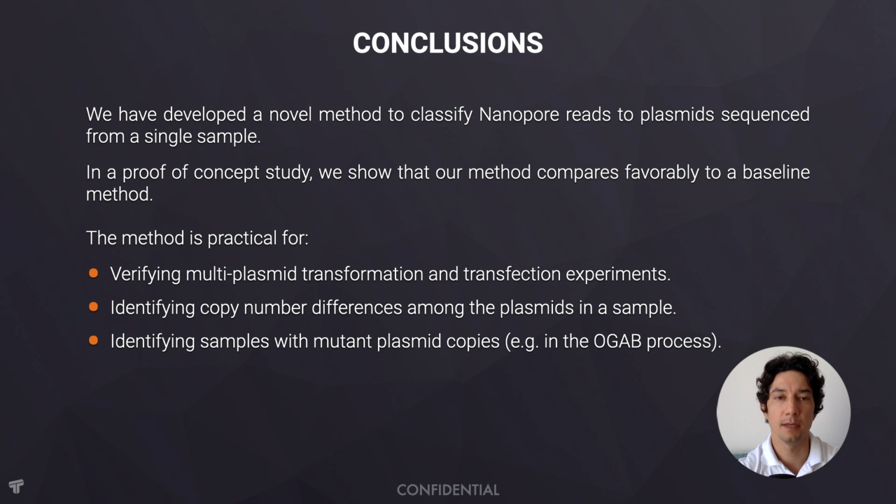In conclusion, in this video, I went over our method, which is, as far as we're aware, a novel method to classify nanopore reads in the case that plasmids are sequenced together in a single sample. In our proof of concept study, we show that our method compares favorably to a baseline method. This method is practical for verifying multi-plasmid transformations and transfections or persistence of those plasmids in those experiments, or identifying copy number differences among the plasmids in a sample, or identifying samples with mutant plasmid copies. This may be a useful demultiplexing method for other applications as well. And if there's interest, we may be providing this to our clients if they require it.